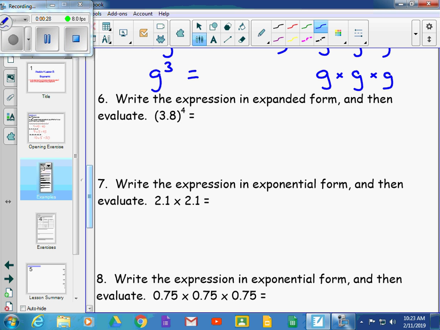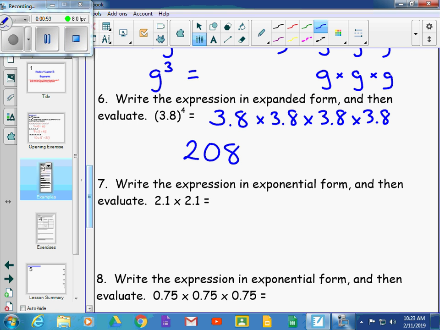So that tells us in expanded form that 3.8 to the fourth power means 3.8 times 3.8 times 3.8 times 3.8. And if we were to evaluate that, we could use our calculators. We could take 3.8 exponent 4. If you're trying this along with your calculator, you should get 208.5136.